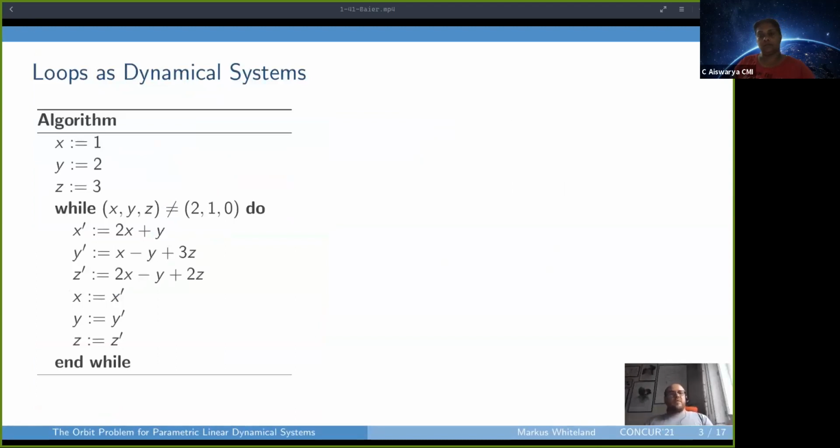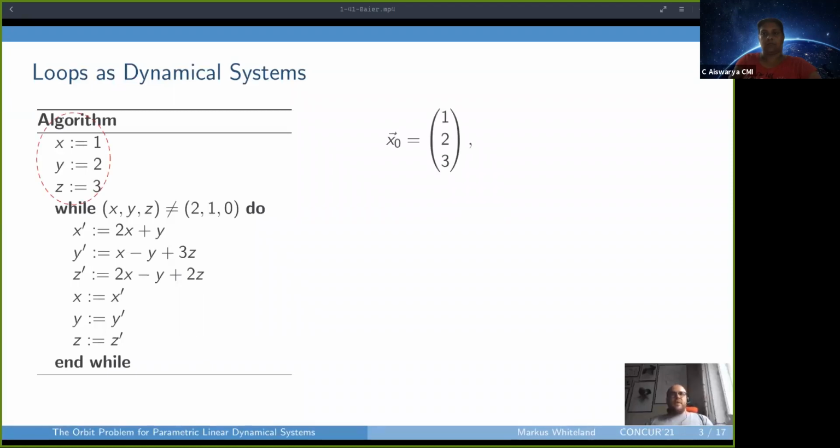We have three variables, x, y, and z, which are initialized as 1, 2, and 3 respectively. We then enter a while loop, where we see that the variables are updated by fairly simple operations. The loop halts if we simultaneously have x equals 2, y equals 1, and z equals 0. We now define a dynamical system according to this.